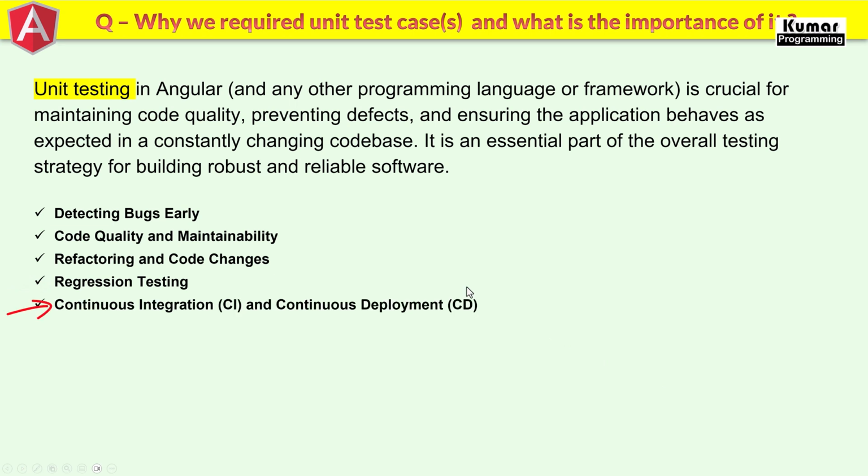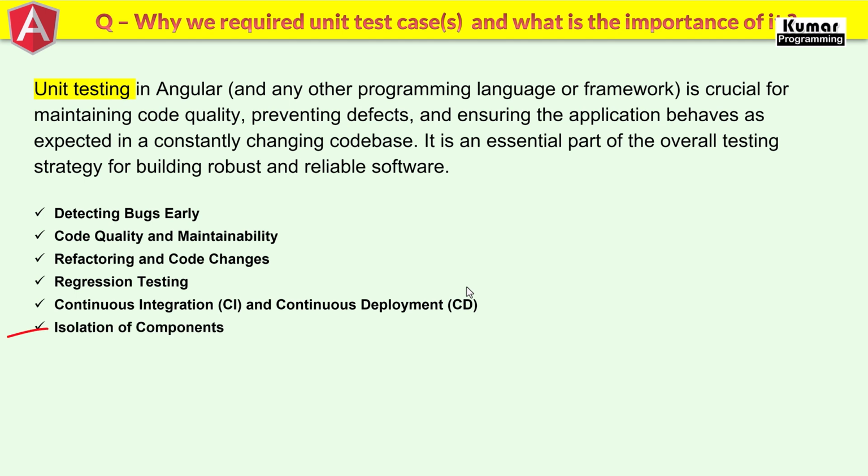Next is continuous integration and continuous deployment. Automated unit tests are a fundamental part of the continuous integration and deployment pipeline. Whatever pipeline we are using, either Jenkins pipeline or Bitbucket pipeline or GitLab pipeline, we inject our test cases into the pipeline and test before doing any deployment to our production environment. That ensures we are deploying a defect-free application to production.